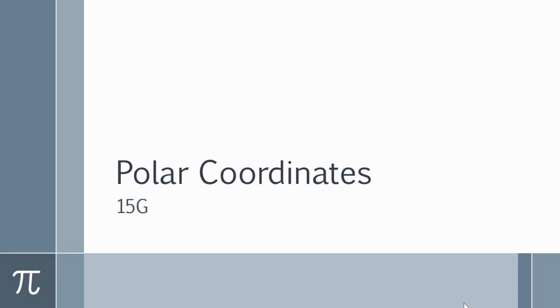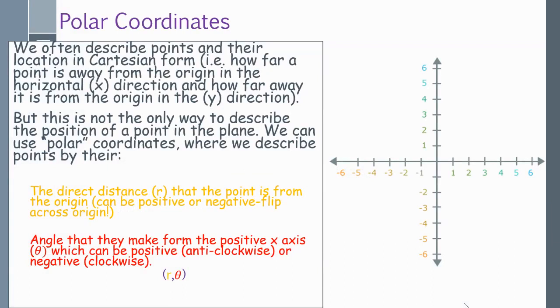Polar coordinates are part of exercise 15G. So we can usually express a point on a Cartesian plane by how far away it is from the origin in the horizontal direction, or your x-coordinate, and how far away the point is from the origin in the vertical direction, or our y-coordinate.